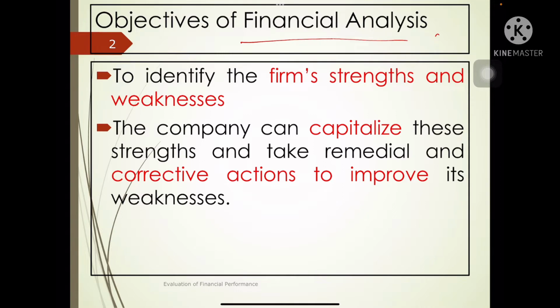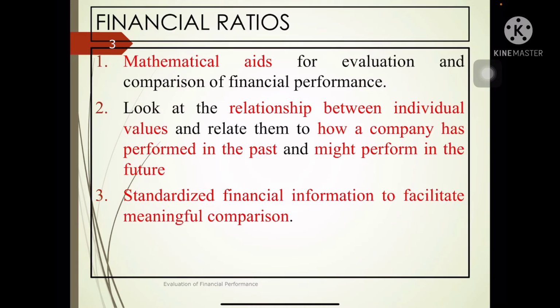Number 1 is to identify the firm's strengths and also the weaknesses. If we do this kind of evaluation of performance, we can see their strengths and weaknesses. All right, next, the company can capitalize on these strengths and take remedial and corrective action to improve the weaknesses. So we have the two: we can capitalize on the strengths, and we can also take corrective action.